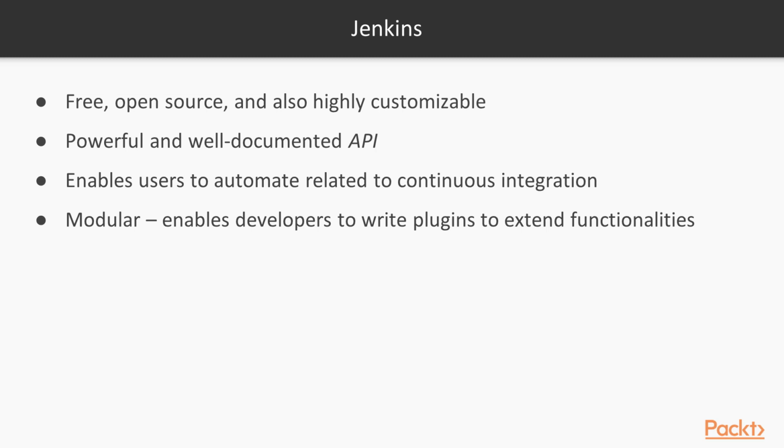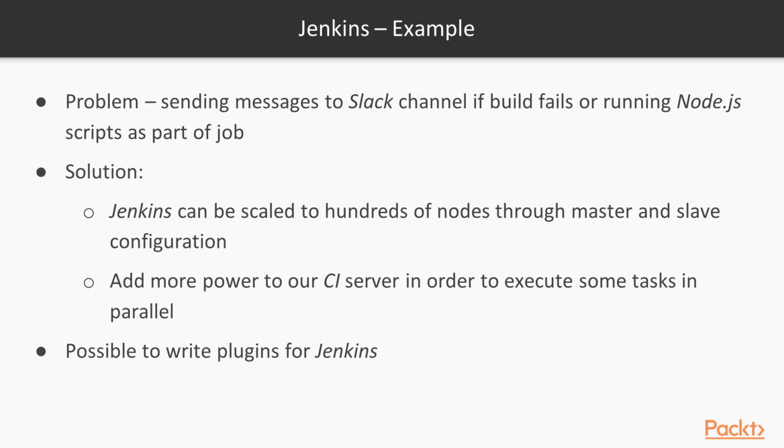Jenkins is also modular, which enables developers to write plugins to extend functionalities. For example, sending messages to a Slack channel if the build fails or running Node.js scripts as a part of a job. Jenkins can be scaled to hundreds of nodes through a master and slave configuration, so that we can add more power to our CI server in order to execute some tasks in parallel. It is also possible to write plugins for Jenkins, so virtually there is no limit to what it can do.